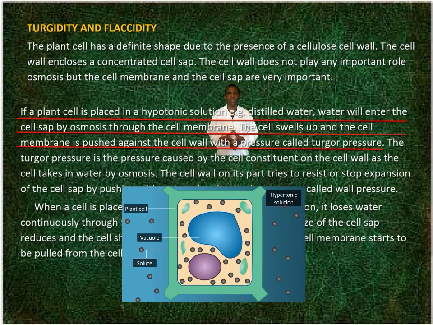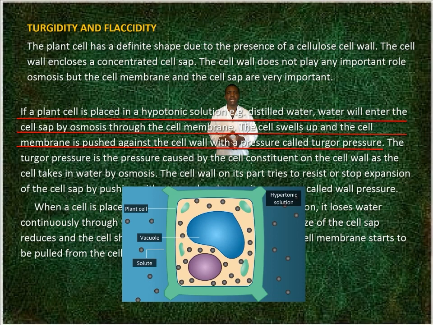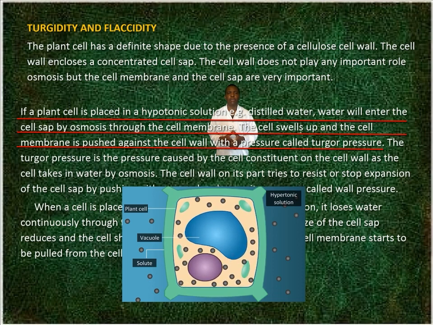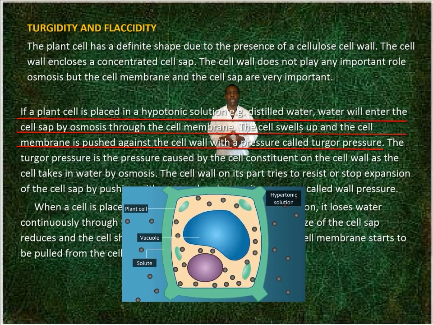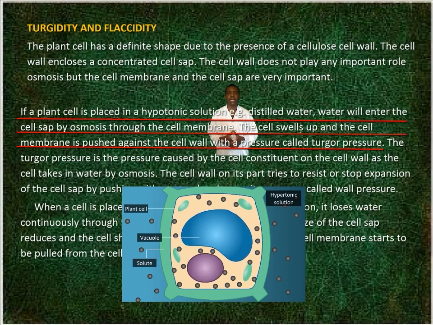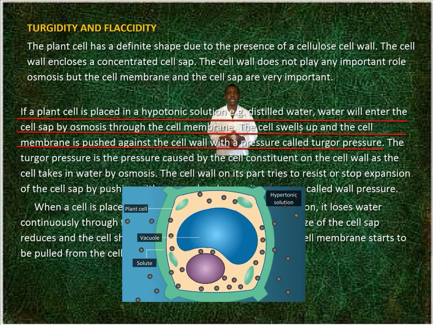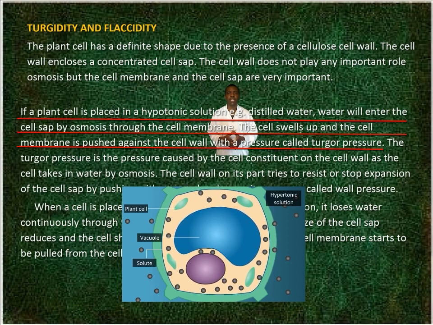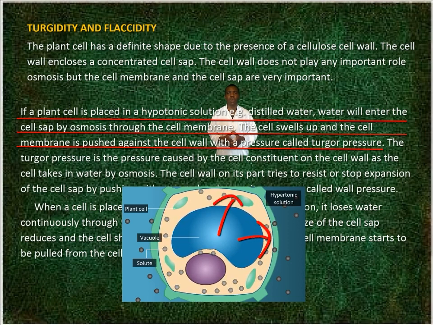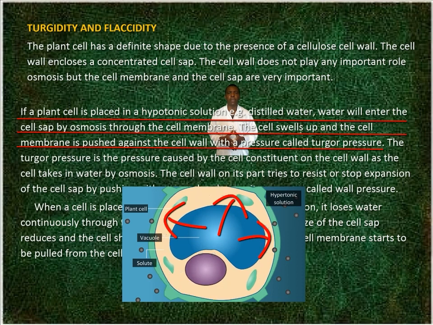The cell wall does not play any important role in osmosis, but the cell membrane and the cell sap are very important. If a plant cell is placed in a hypotonic solution, example distilled water, water will enter the cell sap by osmosis through the cell membrane. The cell swells up and the cell membrane is pushed against the cell wall with a pressure called turgor pressure.